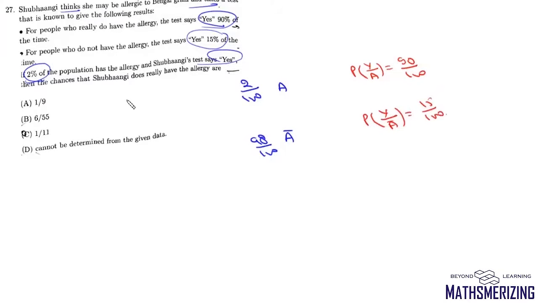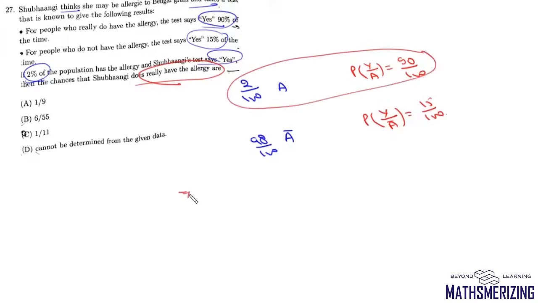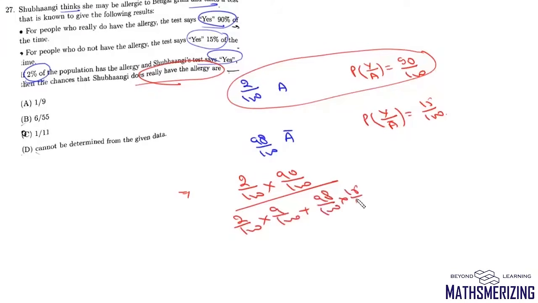Now we need to find the probability that this person does really have the allergy. We'll take this case when the person has the allergy in the numerator and then total case in the denominator. We'll have this result as 2 into 100 into 90 upon 100 divided by 2 into 100 into 90 upon 100 plus 98 upon 100 into 15 upon 100.